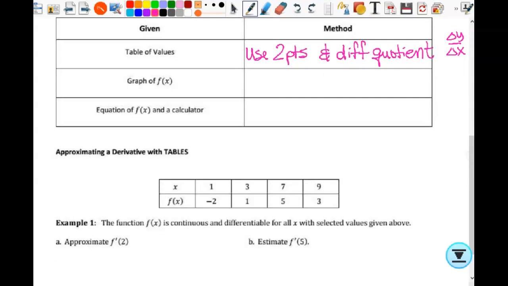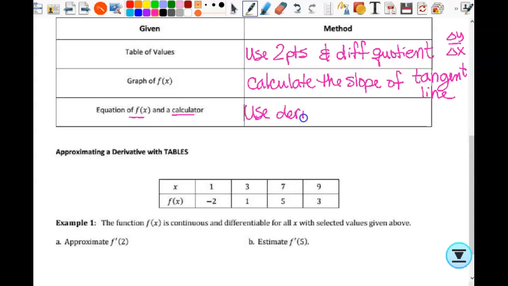If I have a graph, because I'm approximating here, then I'm going to calculate the slope of the tangent line. And then why we need our calculator here, if you are given the function and a calculator, then you use the derivative function on the calculator. Those are our options. Okay. We good? All right, so let's start with tables.